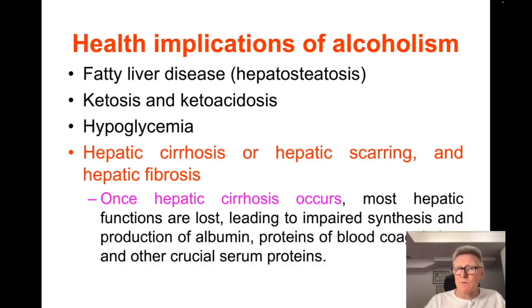And once hepatic cirrhosis occurs, most hepatic functions are lost, leading to impaired synthesis and production of albumin, proteins of blood coagulation, and other crucial serum proteins that will impact the function of many organs and tissues which depend on normal function of the liver.